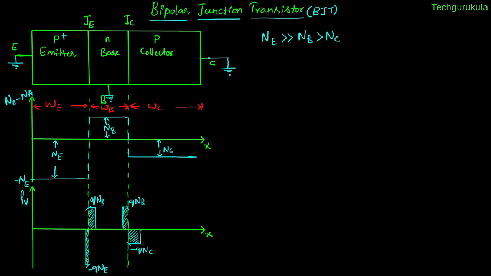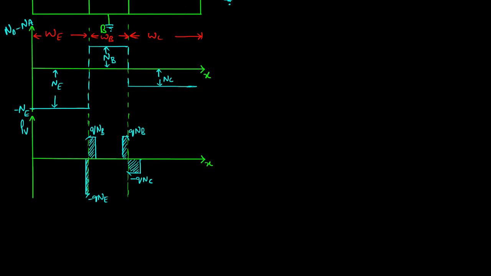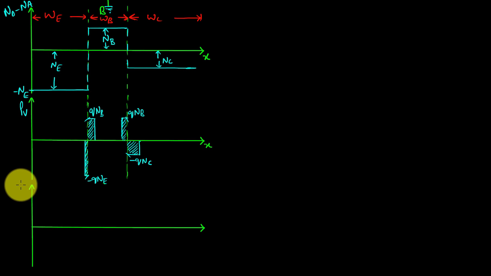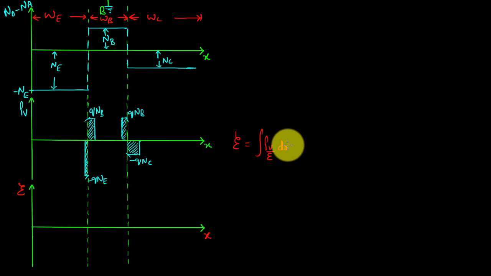Now once we know the uncompensated charge distribution, we can find the electric field inside these junctions, and let us plot them. Now I'm taking electric field on the y-axis and distance on the x-axis. Once we know the charge distribution, we can find the electric field based on this relationship, which we have seen while understanding the p-n junction diode. So I'm integrating rho v over epsilon from left side to right side.